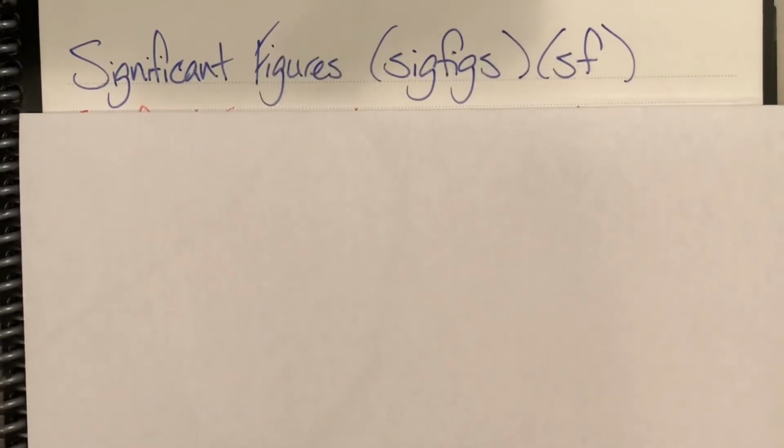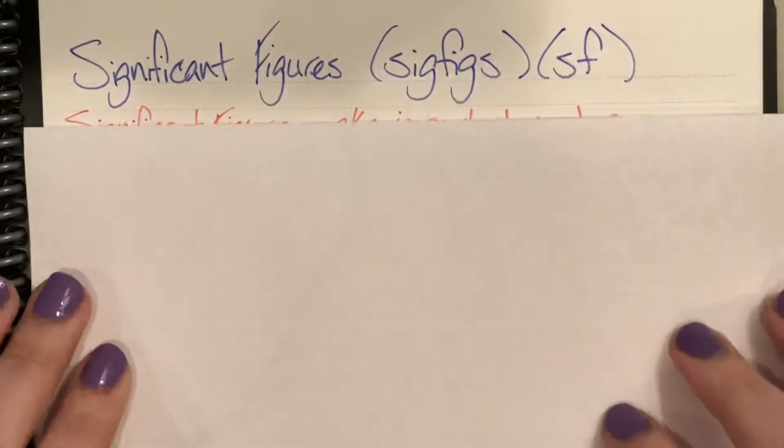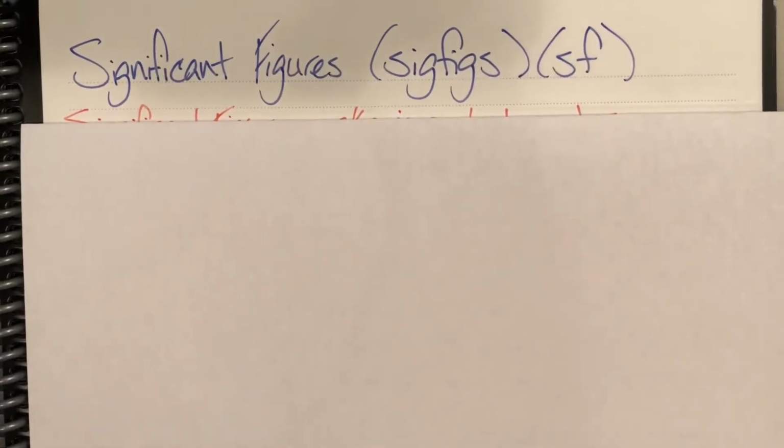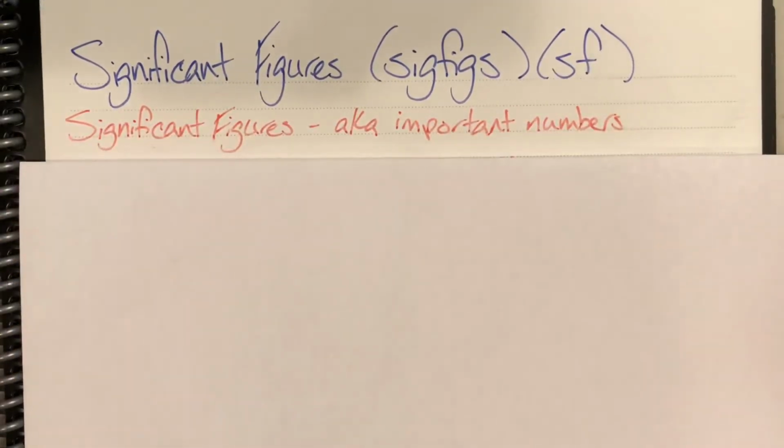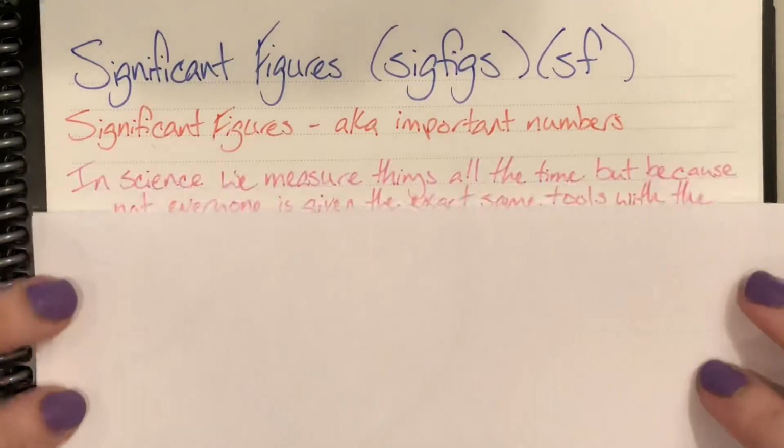Today we will be discussing significant figures, otherwise known as sig figs, or shorthand, SF if you're too lazy to write it down. Significant figures are literally just important numbers. Significant means important. Figures in this presentation is going to mean numbers. So it literally means just important numbers.